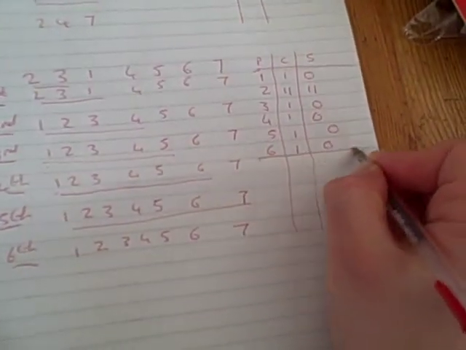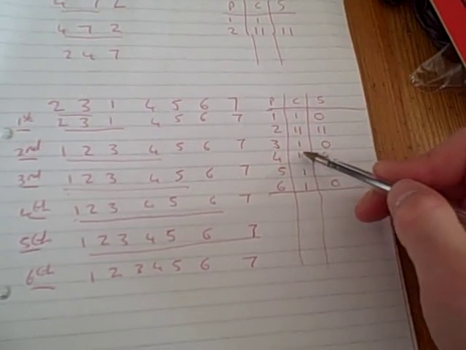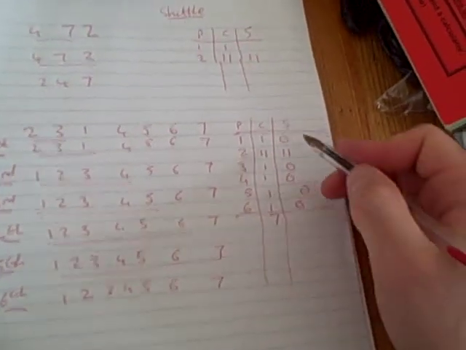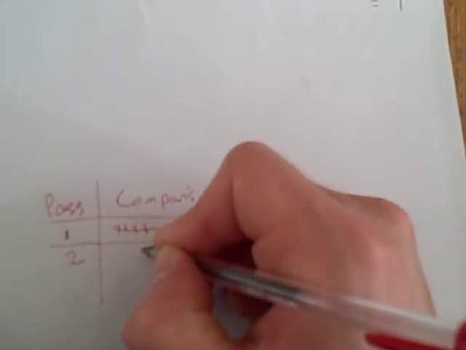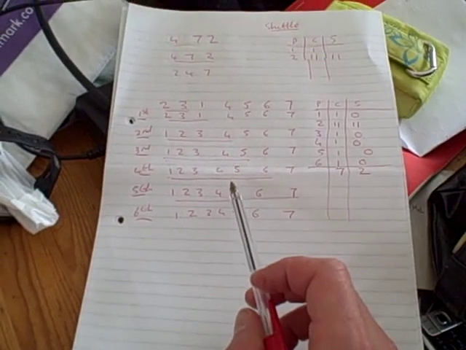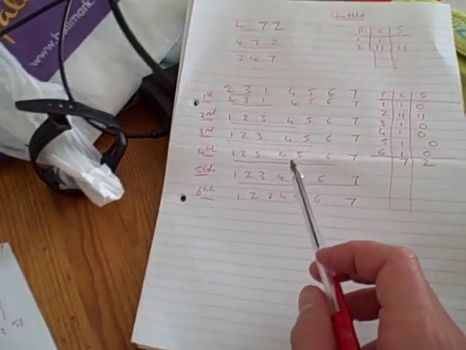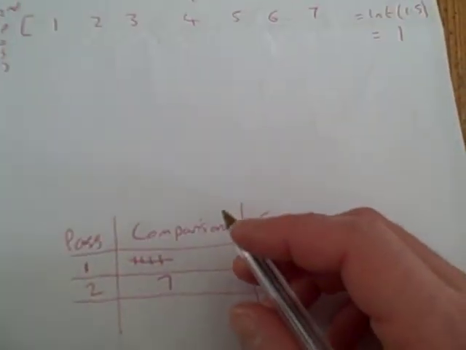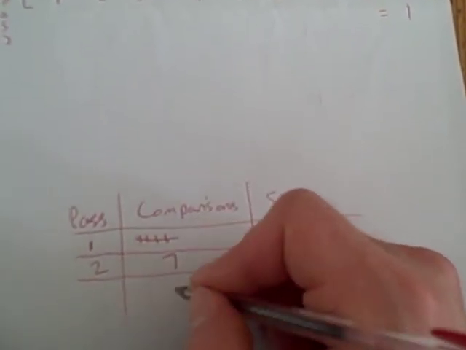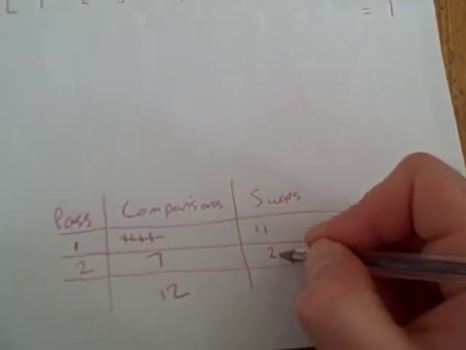So let's get a total. The total number of comparisons was 3, 4, 5, 6, 7. And the total number of swaps was 2. So going back down here, I'm just going to write them in, 7 and 2. So just to recap, we did a shuttle sort within the shell sort. That's what we do, and the total number of comparisons is going to be 7 plus 5, which is 12, and the total number of swaps is going to be 13.